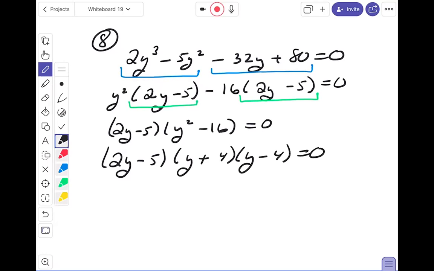All right, zero product rule. I'm going to look at them. There are 3 factors. This factor, this factor, this factor. I think I'm getting better though. I think I can write the solutions down pretty simply, right? So y minus 4 becomes 0 when y is 4. y plus 4 becomes 0 when y is minus 4. And 2y minus 5 becomes 0. Well, add 5 to both sides and divide by 2. You would get 5 over 2.